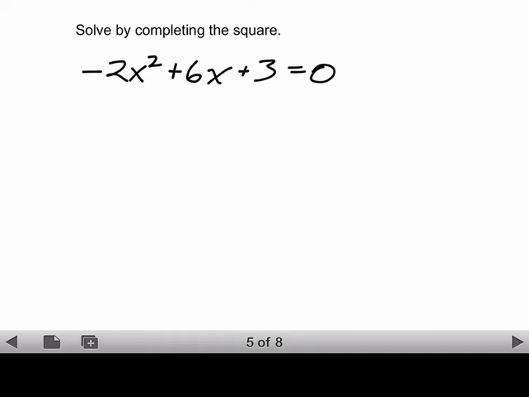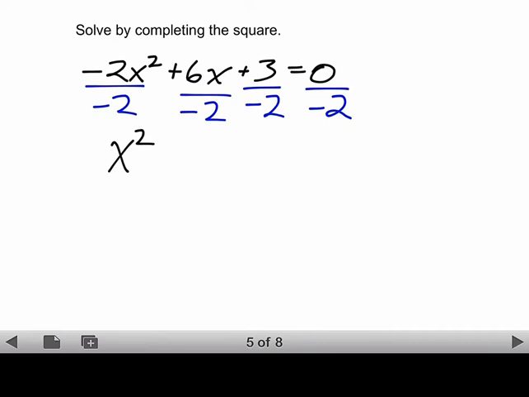Next we have solve by completing the square. Negative 2x squared plus 6x plus 3 is equal to 0. Be a good idea for you to pause this video and try to work it out. Alright, so the first thing I'm going to do is divide by negative 2. And remember, we're going to divide everything on both sides. So I have x squared minus 3x minus 3 halves is equal to 0.